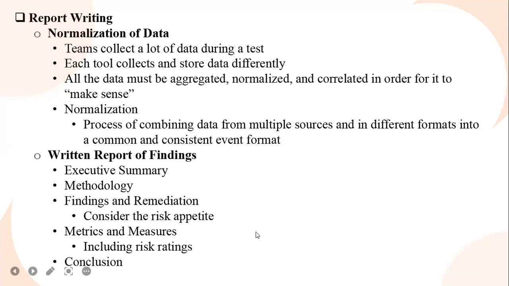Then your findings and remediation. What is the risk appetite for the organization? What amount of risk would they be able to allow, or should they allow? Then metrics and measures. You have to itemize how you banded the risks they have, or the severity of the things you found. Let's say from 0 to 10, you can put a red mark between 7 and 10.